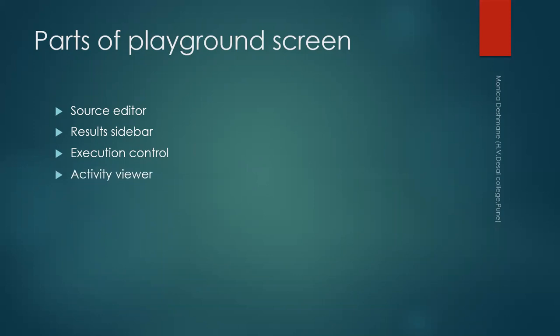Activity viewer, in which we can check the ready activities in my project, and which activities have finished their working or execution. Then panel control, which basically contains three panels. I'll show you with the figure.